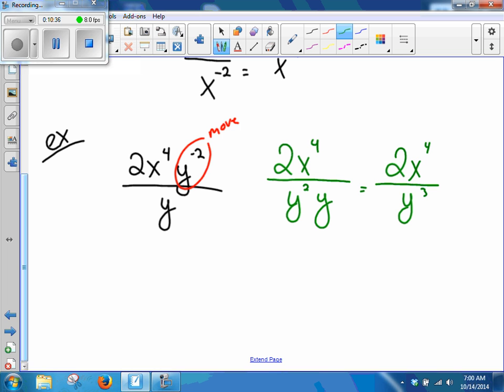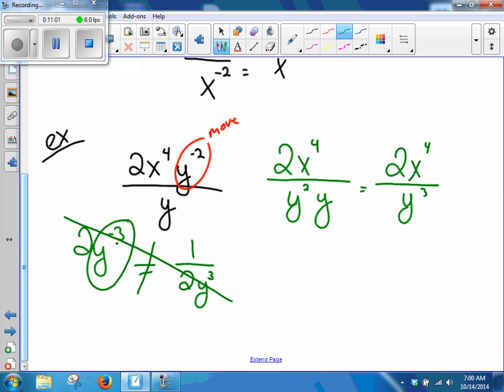Sometimes the confusion comes from, like, if you have 2y to the negative 3, don't write this down because this is not correct. This is sometimes what I see where kids will take the 2 and move it down as well. That's not correct because the negative 3 is only attached to the y. So try not to make that mistake.